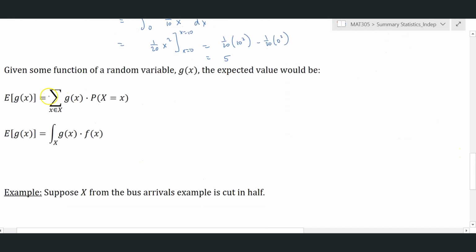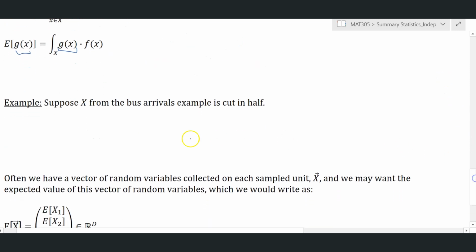Okay, furthermore, as a brief extension, if you don't have the random variable, but you have some function of the random variable, then the expected value of that function of x is computed the exact same way, but instead of adding the x's, you add the functions of x. So let me give you the example here. Suppose x from the bus arrivals example is cut in half. So we know that the bus arrival times were uniformly distributed between 0 and 10, but let's say we cut those arrival times in half.